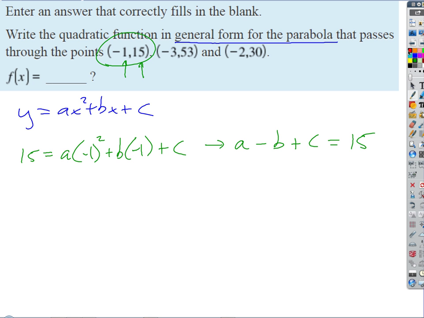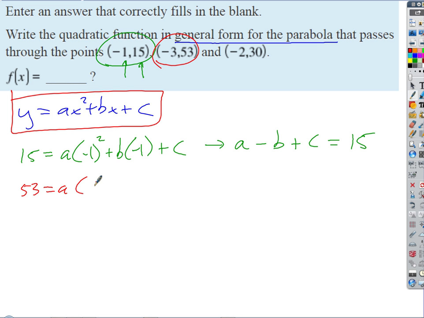Okay, what about this point? Well, once again, if we plug that into our general form equation, when x is negative 3, y is 53. So that's telling us that 53 equals a times negative 3 squared plus b times negative 3 plus c. So once again, if we just collect those terms, we'll push the 53 over to the right side. Negative 3 squared is 9, so we get 9a minus 3b plus c equals 53.